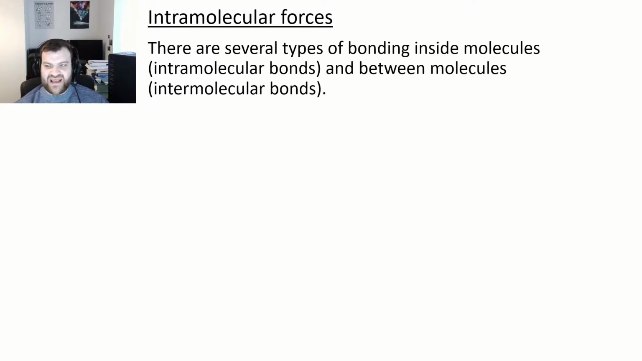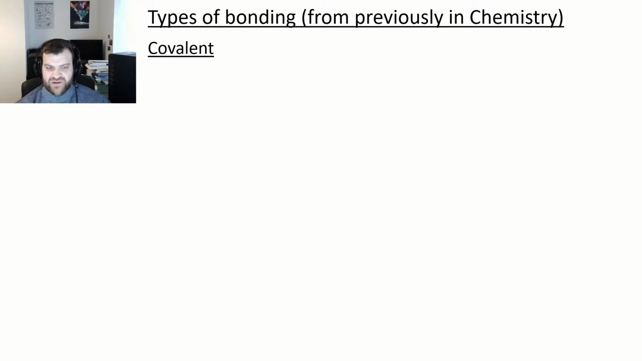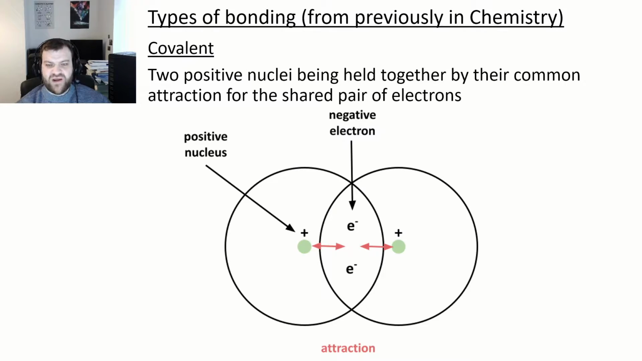Bonding that we find inside of molecules is termed intramolecular, and the bonding between molecules is intermolecular. The intramolecular bonding types have different properties, but they're arranged into a continuum, a sliding scale, where we have non-polar covalent on one extreme and ionic bonding at the other extreme. From previous work in chemistry, you should be aware that a covalent bond is where we have our positive nuclei being held together by their attraction for the shared pair of electrons, where we have positives and negatives attracting.